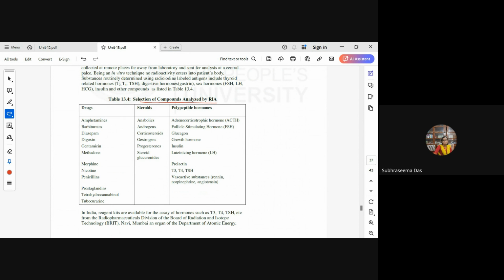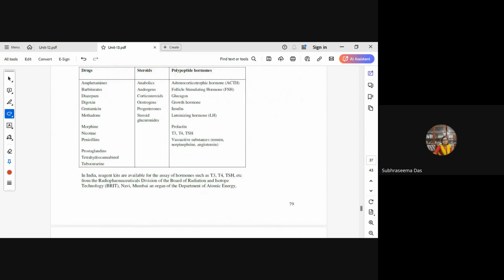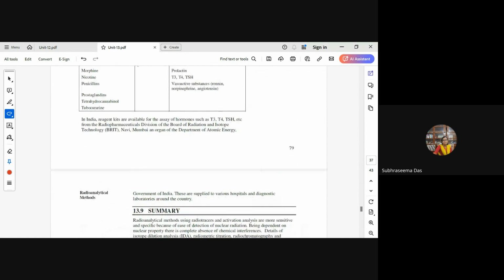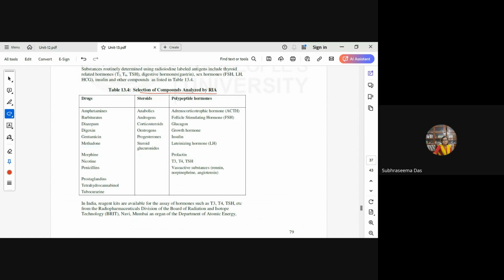Those analyzed by RIA include various drugs such as diazepam, gentamicin, morphine, nicotine, steroids such as androgens, estrogens, corticosteroids, and various polypeptide hormones like FSH, follicle stimulating hormone, glucagon, growth hormone, insulin, etc. Thus, in summary, we can say that RIA is a very developing and highly essential technique for medical diagnosis.